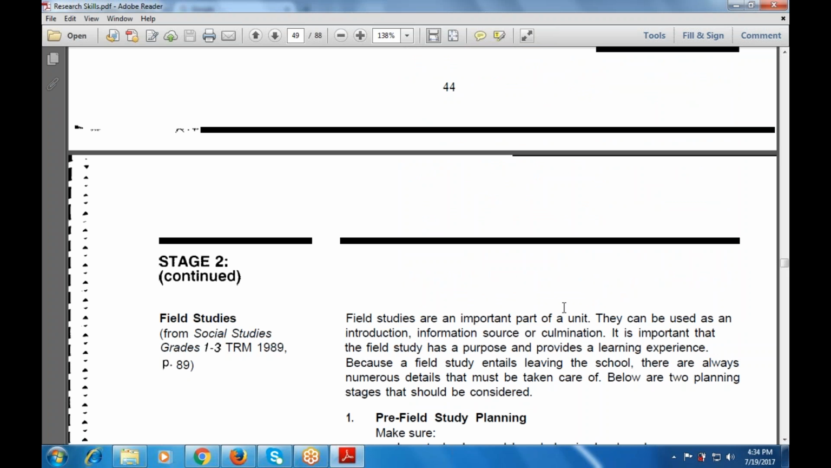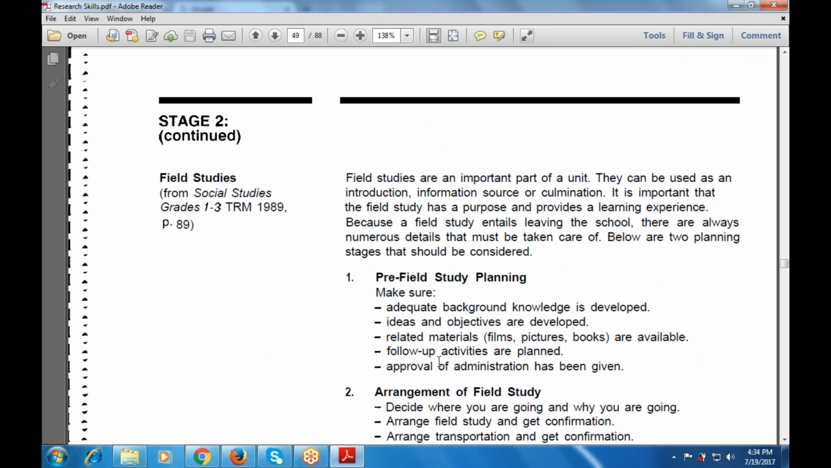Now, next is the field studies. Interview is done. Next is the field study, that is the on-site visits. That is also an important part of information retrieval, and they can be used as an introduction, information source, or curriculum aspect. It is important that the field study has a purpose and also provides a learning experience. Because a field study entails leaving the school, there are always numerous details that must be taken care of.